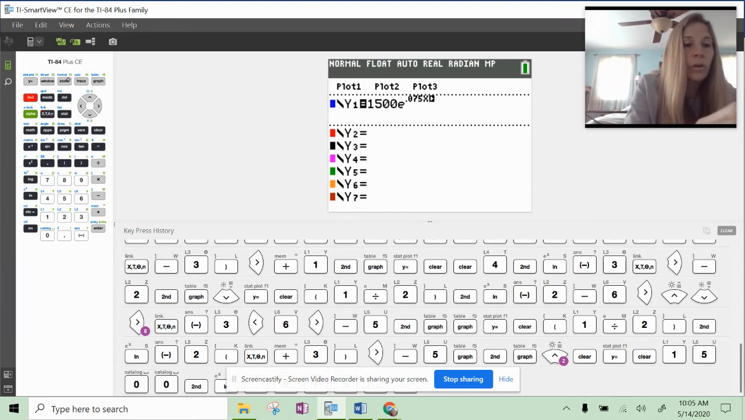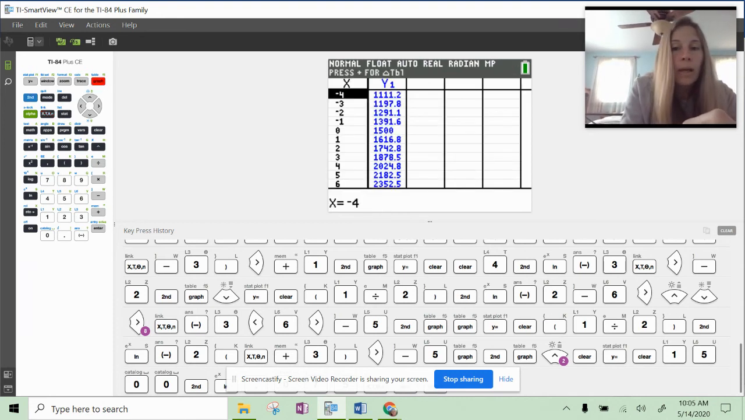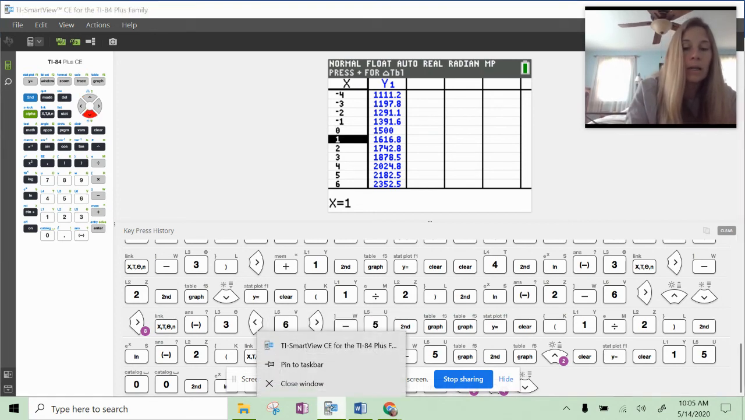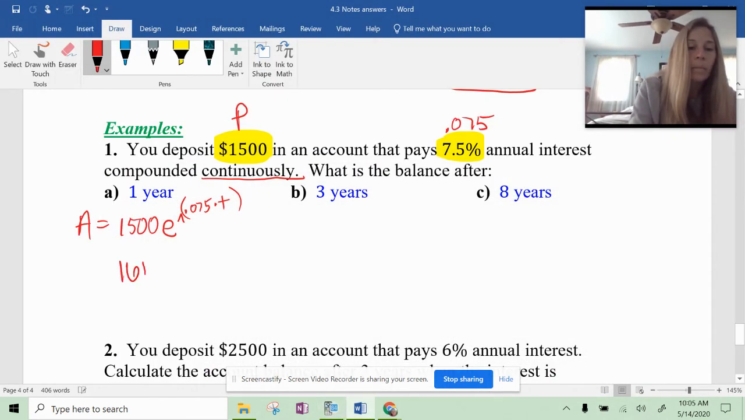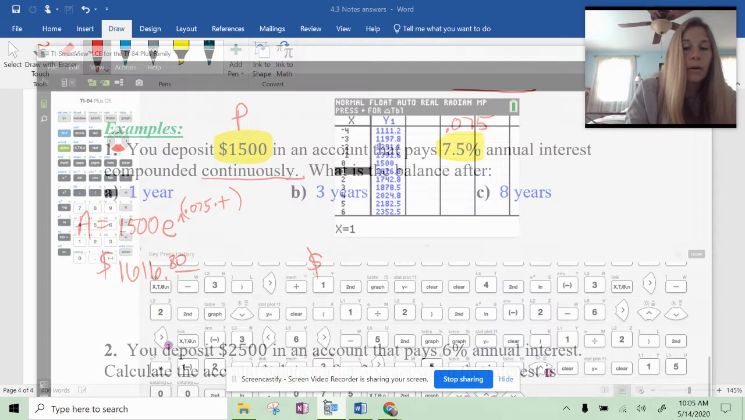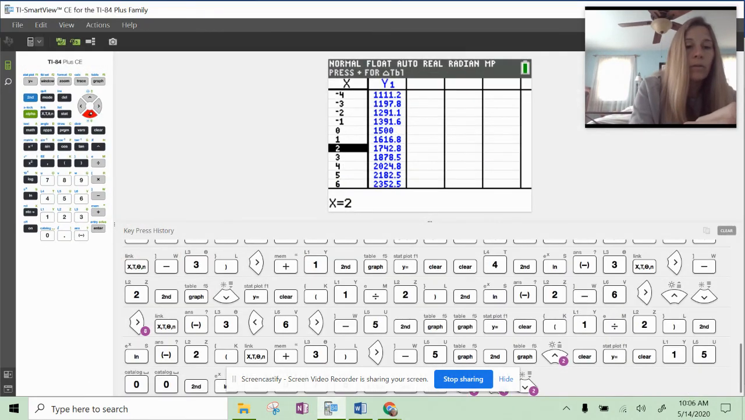Then you go to your table, and you can find it for 3 years is right here, or 1 year, 16, 16, 80, right? So 16, 16, 80 would be the 1 year. That's how much money you would have after 1 year. After 3 years, you're just going to go down and look for the 3, 1878.50.